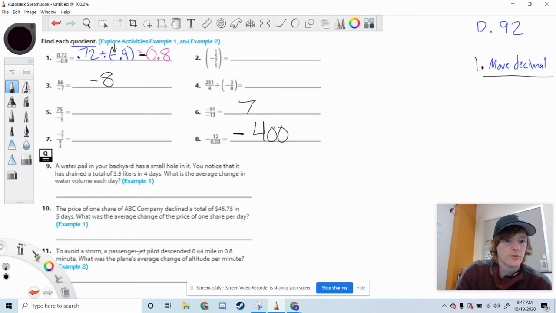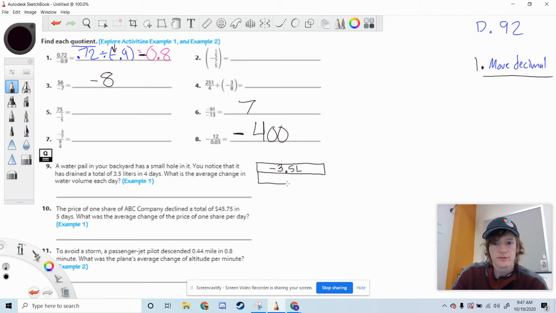All right. So number 9, a water pail in your backyard has a small hole in it. So you've got a water bucket, it's got a hole in it. You notice that it has drained about 3.5 liters in 4 days. What is the average change in water each day? So I'd kind of think about this like this. The whole time it goes down 3.5 liters, and that's over a total of 4 days. So I want to see how much happens each day.